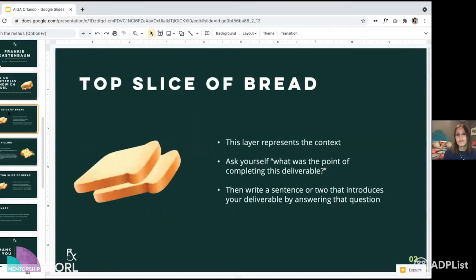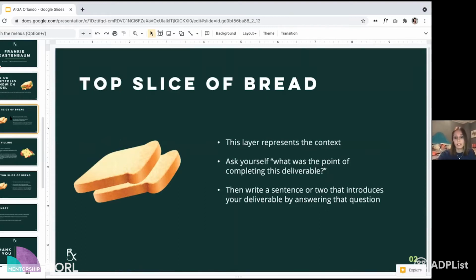Next slide. Thank you. So with a sandwich, as I hope all of you know, there are two slices of bread and some filling in the middle. We'll talk about the first slice of bread first. Keep in mind, this whole thing is for one single step of your process, for example, your persona. We'll keep with this example for the whole presentation. This top slice of bread is going to be the context or the introduction. It's a sentence or two that introduces the deliverable or step you're talking about.